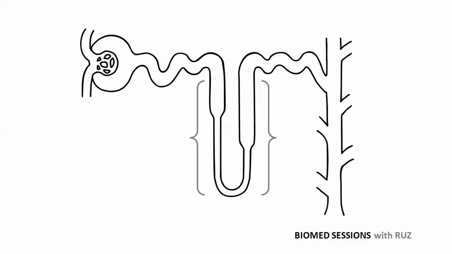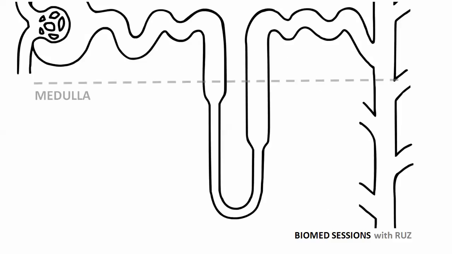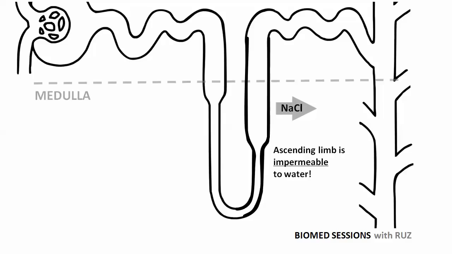The next part of the nephron is the loop of Henle, which has a descending limb in which the filtrate travels down, and an ascending limb in which the filtrate travels up. The thin segments of the loop are lined with squamous epithelium. Now the loop of Henle dips down into a region of the kidney known as the medulla. This region is highly salty. Why? Because sodium is actively pumped out of the thick ascending limb, followed by chloride, but water itself cannot follow because the ascending limb is impermeable to water, hence the interstitial fluid becomes salty.